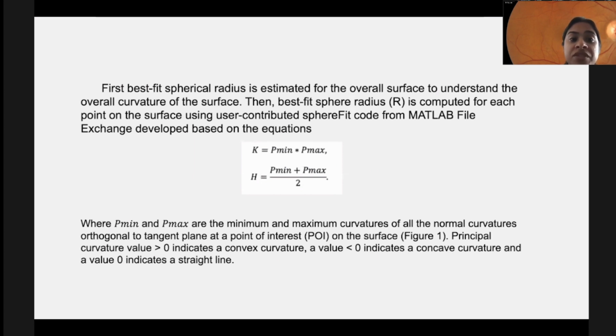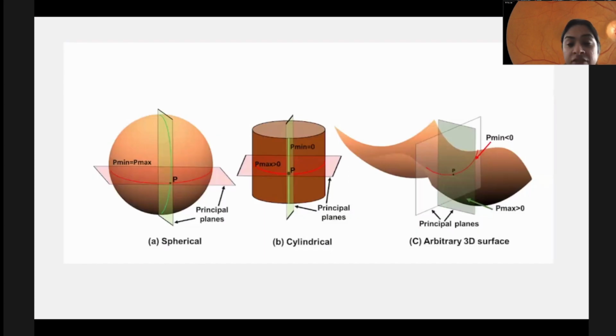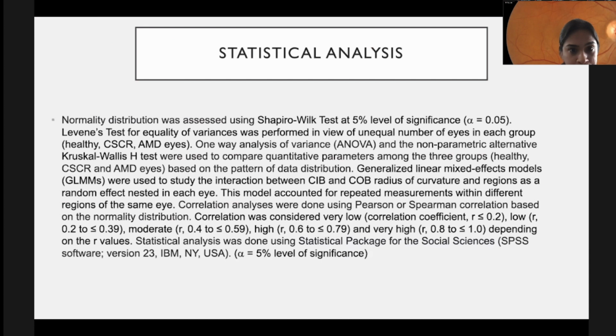First of all, best fit spherical radius is estimated for the overall surface to understand the overall curvature of the surface. And then best fit spherical radius is computed for each point on the surface using a MATLAB file exchange. And we use these formulas. P minimum and P maximum. P is the principal curvature, the principal plane. The minimum and maximum curvatures in the principal plane. And so this diagram is showing that if it's a spherical surface, then P minimum is equal to P maximum, and how it changes in various kinds of surfaces.